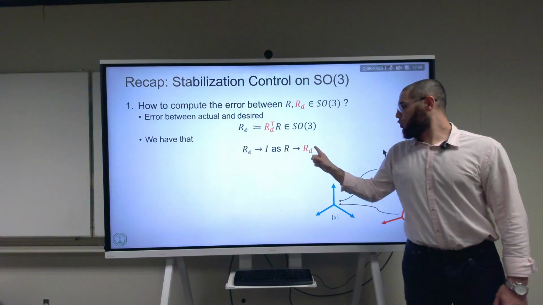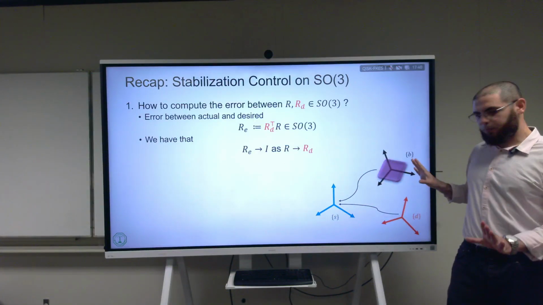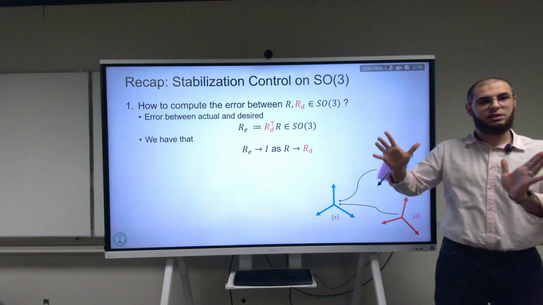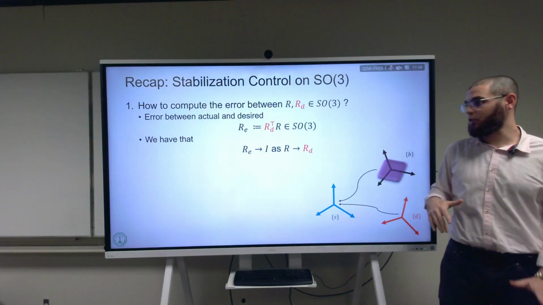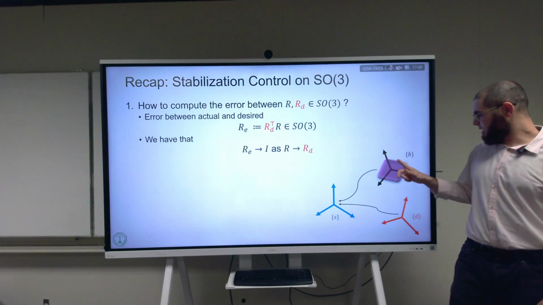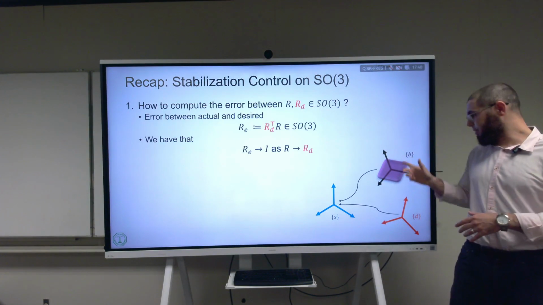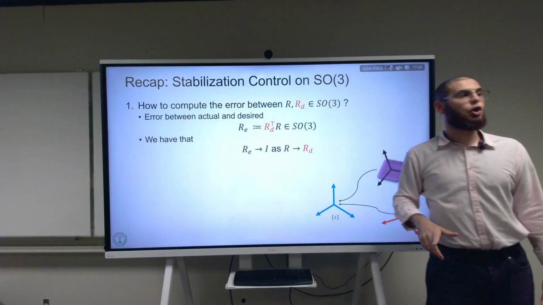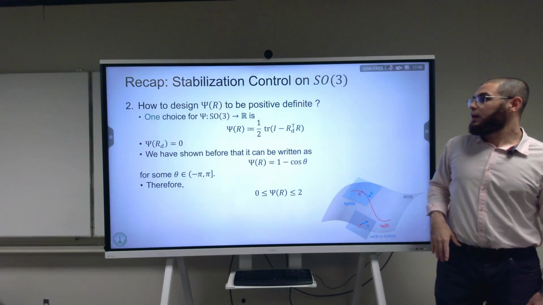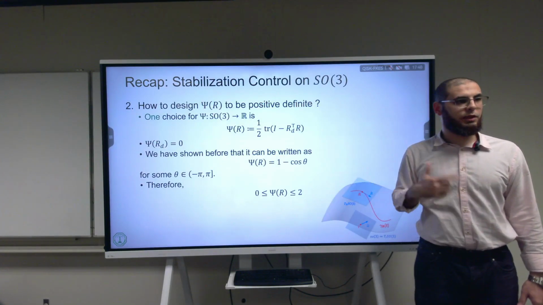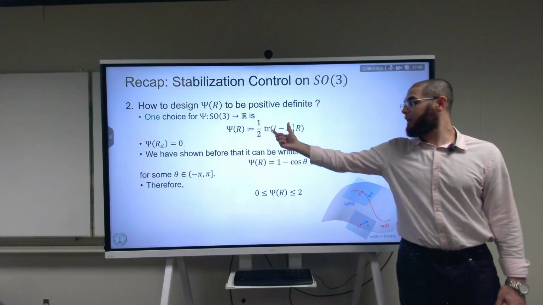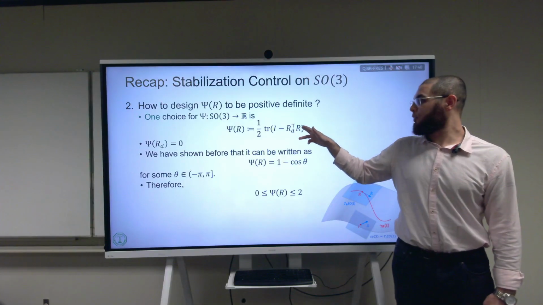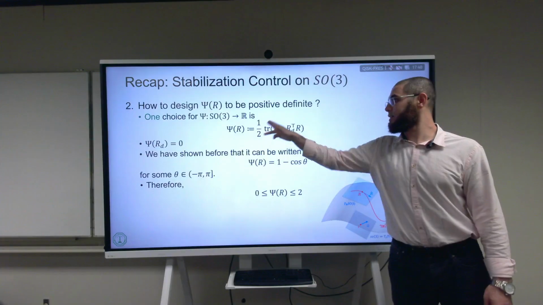The error as R goes to R desired. We're talking only about rotation here, so all of these frames are at the same point. We're not talking about translation, so we're not doing SE3 control. That's next lecture, inshallah. So when we say R desired becomes R, so the desired frame becomes the frame B, which means R goes to R desired, we're actually thinking about the error going to the identity. And then we said this is the function that we're going to be choosing to design the controller. So it's half trace of I minus R desired transpose multiplied by R.